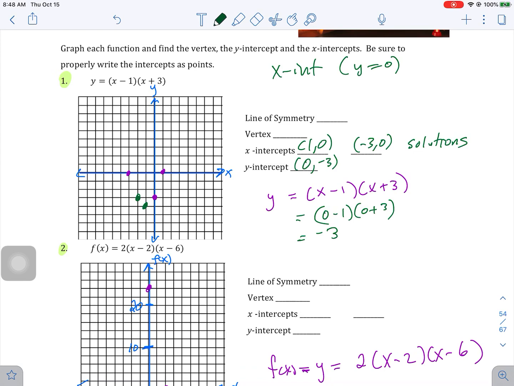There's no stretch, so because there's no stretch, it goes over 1 and up 1, and over 2 and up 4, and it's the same thing on the other side, over 1 and up 1, and over 2 and up 4. So there's no stretch. So it's kind of like y equals x squared. 1 squared is 1, 2 squared is 4. So because of that, we have identified our vertex, and our vertex is at negative 2, negative 4. Line of symmetry is the x value of the vertex, so x equals negative 2 as long as we're talking about vertical parabolas.